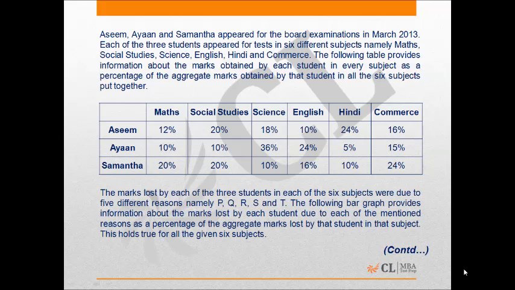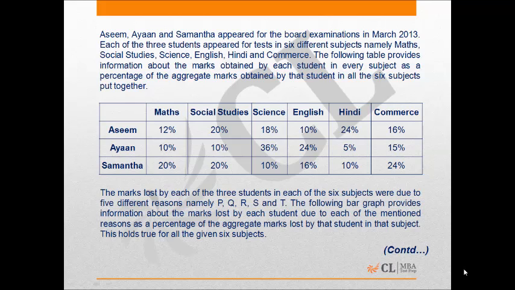Try to understand that these marks are given as a percentage of total marks obtained by them. There are two things: one is total marks obtained by a student, one is the total maximum marks. So there is no discussion about the maximum marks. If I say that the total marks obtained by Asim is 100, that means the total 100 is the sum of the marks obtained by him in each of the 6 subjects. So in that case, the marks obtained by Asim in maths will be 12, social studies 20, science 18, English 10, Hindi 24, commerce 16, and so on for Ayan and Samantha.